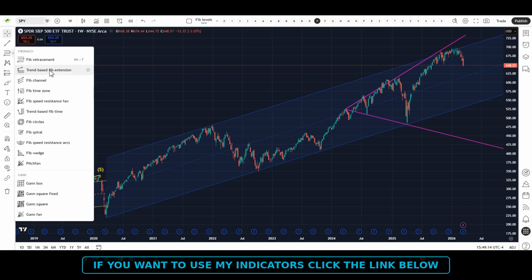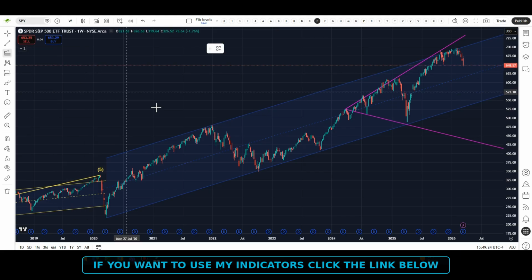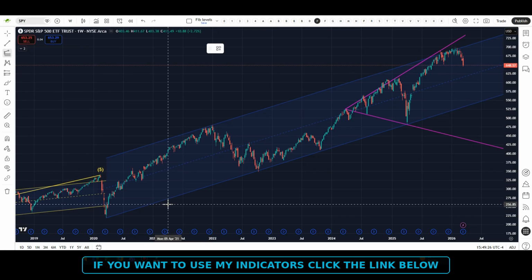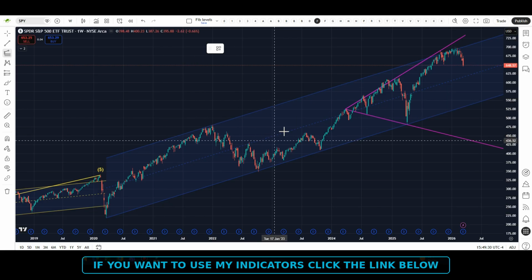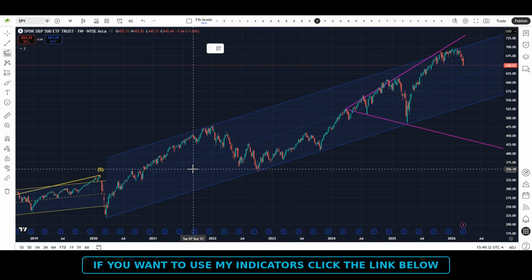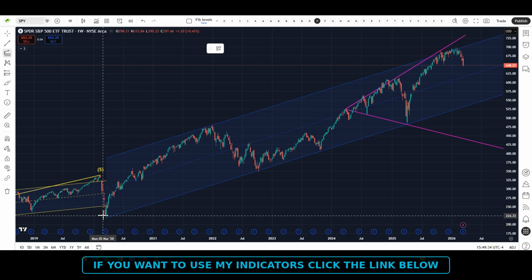And when I say projecting, I mean the area of. Okay, so it doesn't mean it's going to be. It just usually is. So look, what we're doing with the trend-based Fib extension, we're obviously looking for the next move up. Where will the next move up be? And we're taking it based on the impulse move.